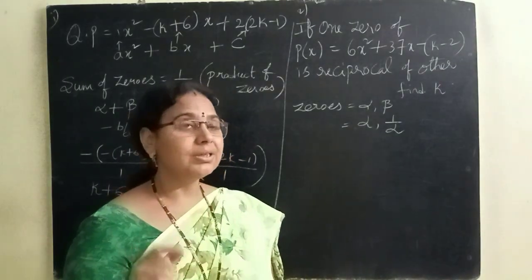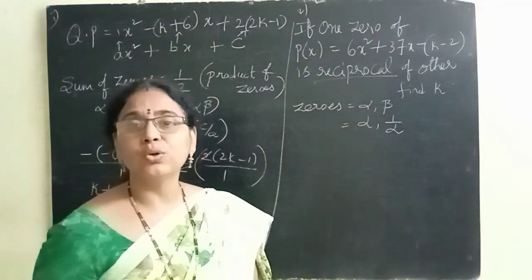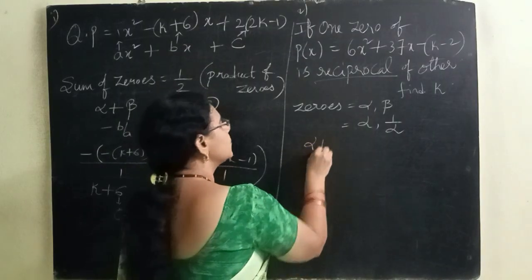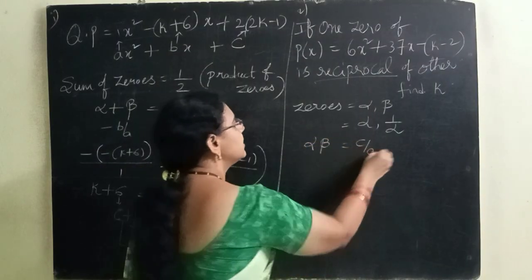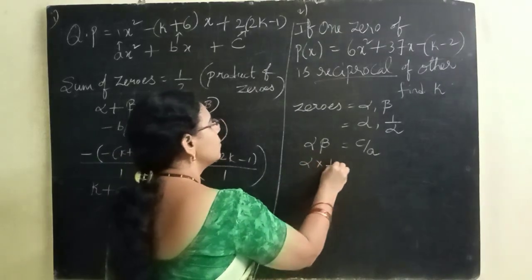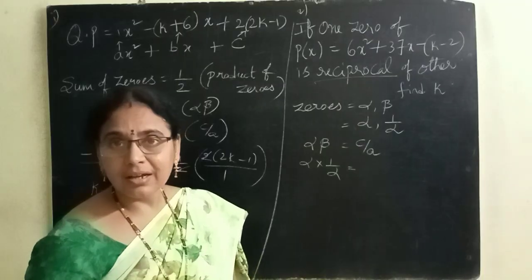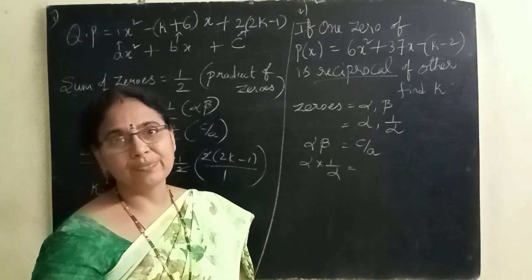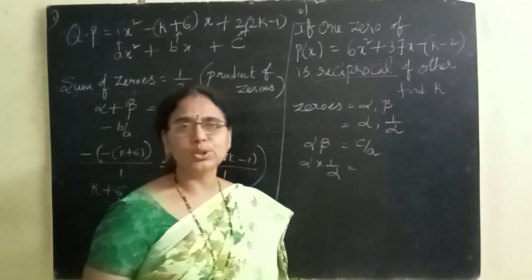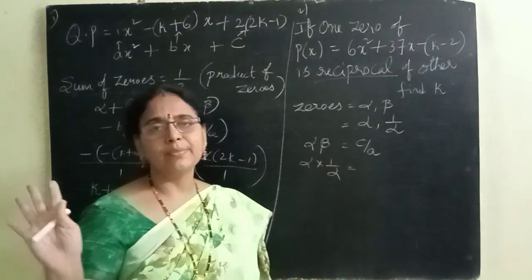Understand? Whenever it's mentioned that zeros are reciprocal, mostly we will go to the product of zeros formula. What is the formula? C by A. Alpha means alpha, beta means 1 by alpha, and we will get cancellation. When it's mentioned as reciprocal, most chances we will go to this formula. Product of zeros is C by A.